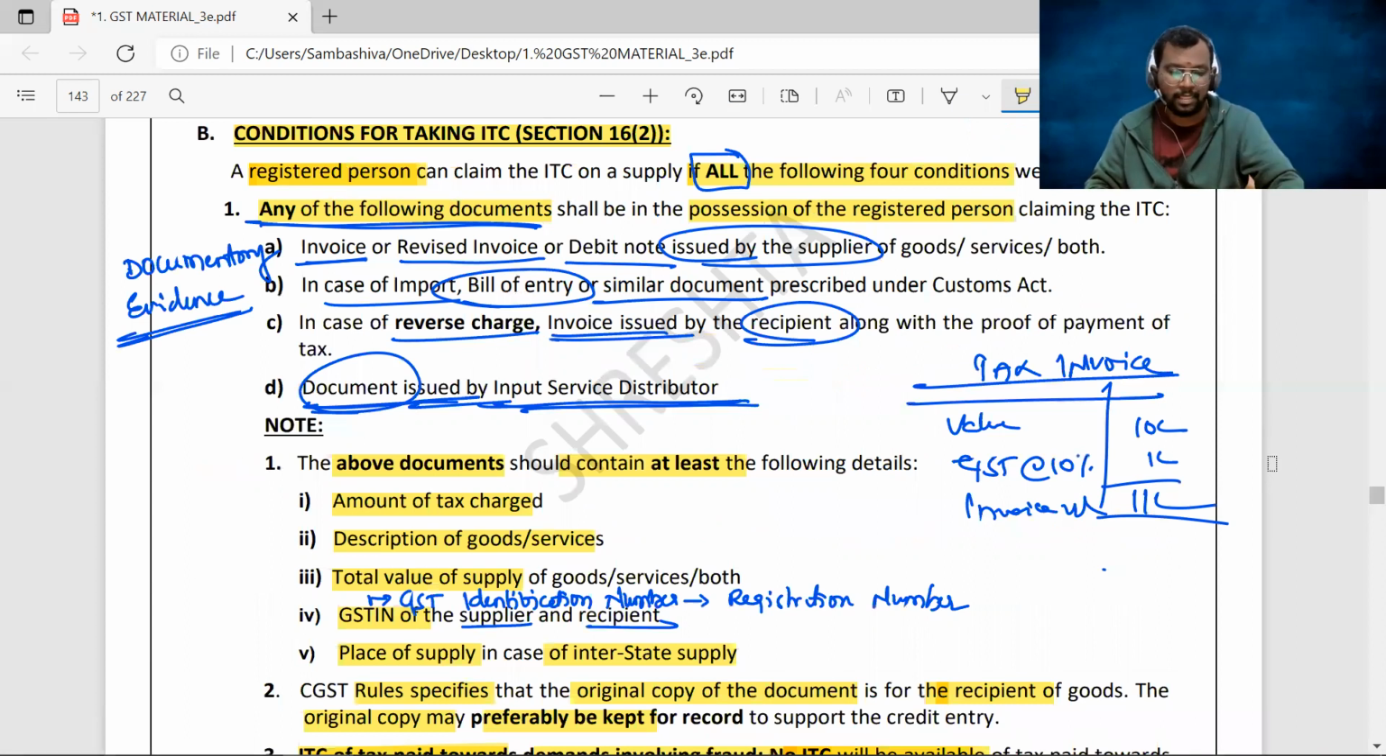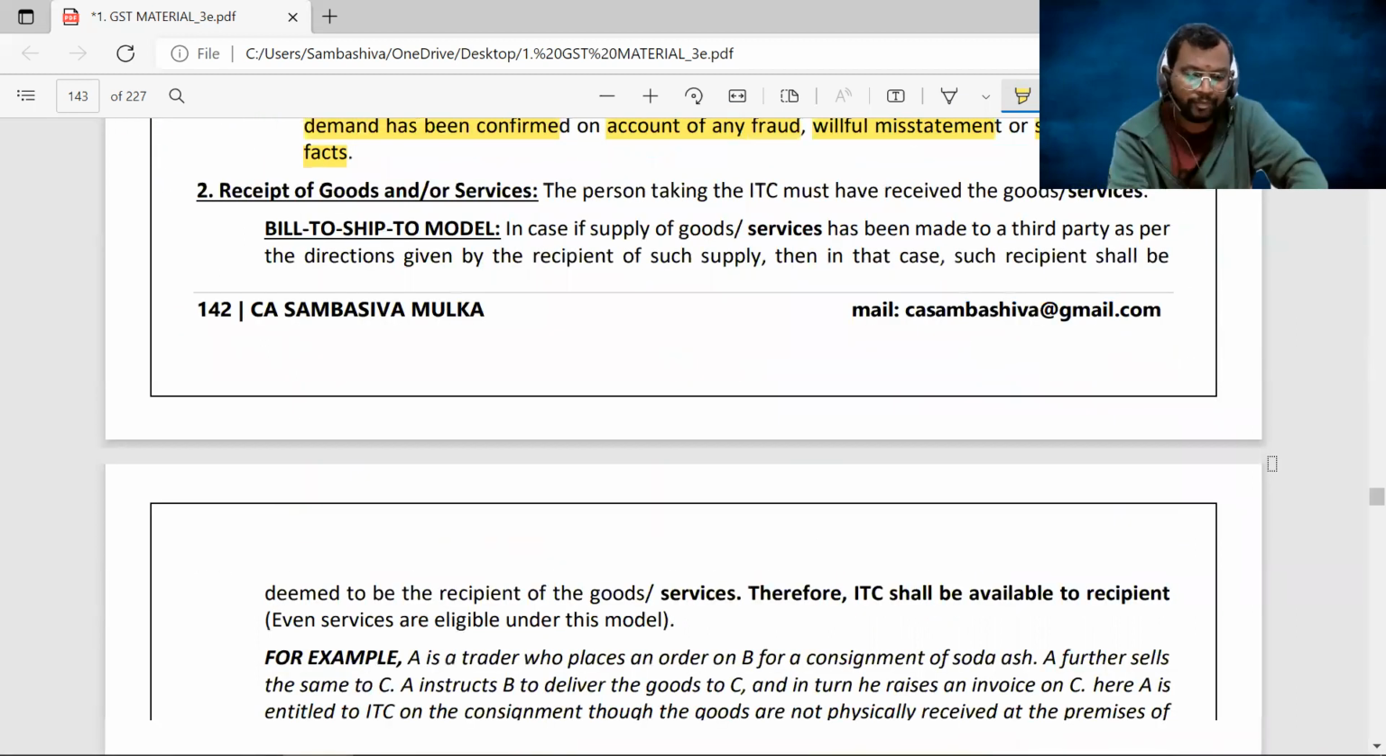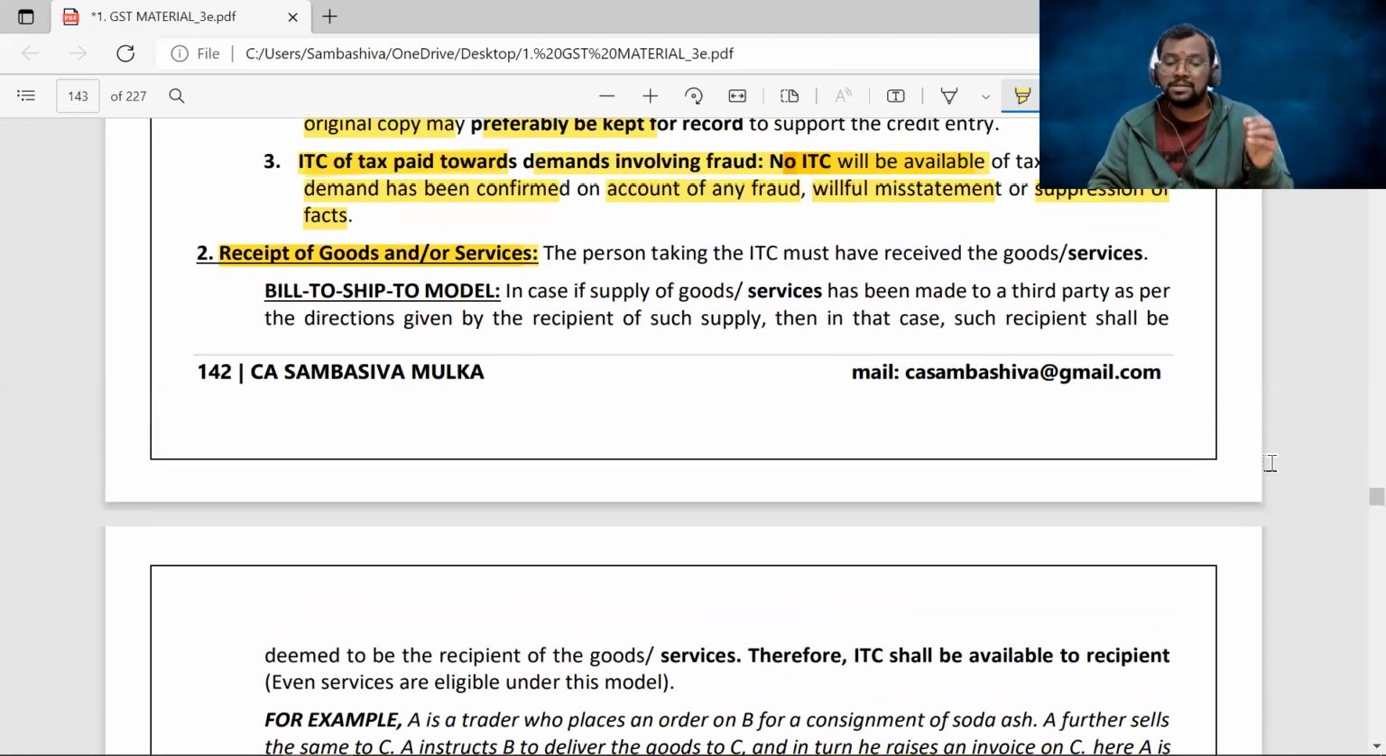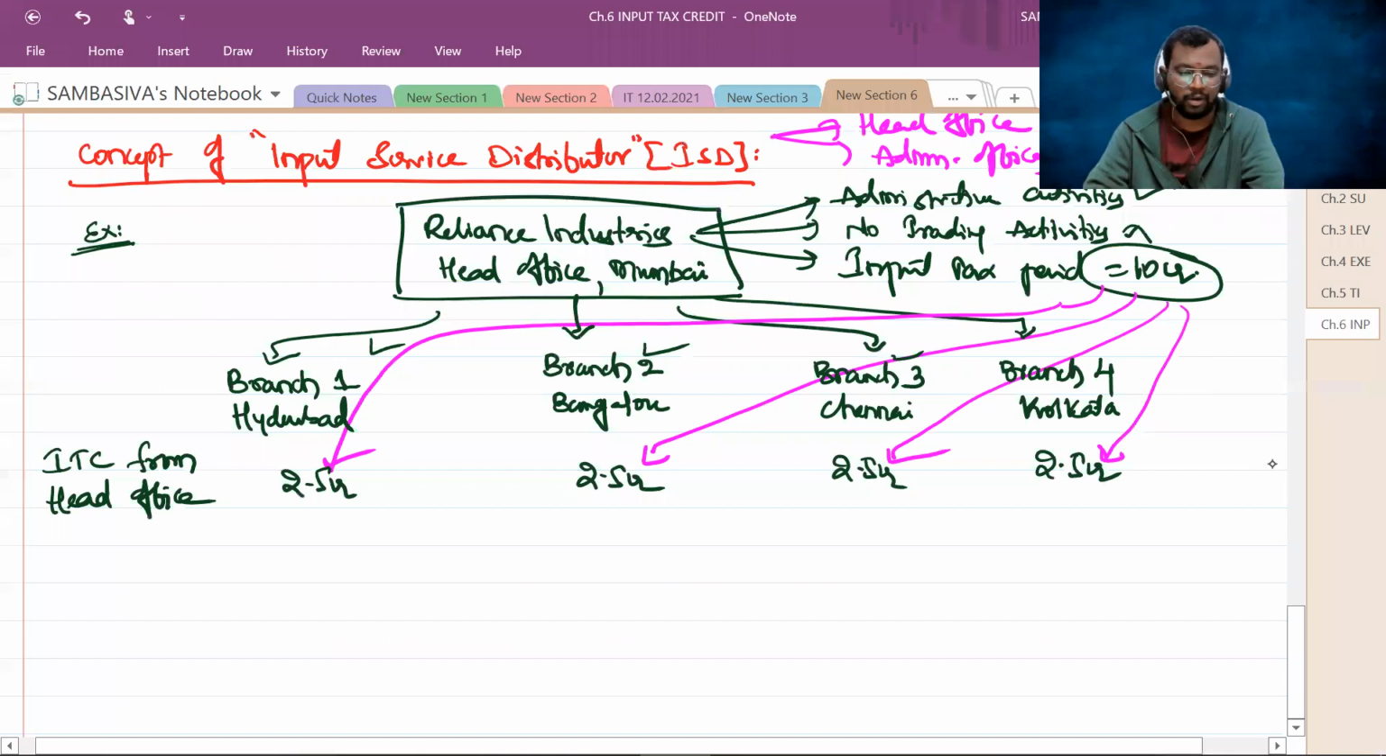Documentary evidence. Now, look at condition number 2. Receipt of the goods and or services. So that means those persons who would like to claim the input tax credit must have received the goods into their premises. So you can see here, the person taking the input tax credit must have received the goods or services into his premises. Let me tell you with the help of an example.